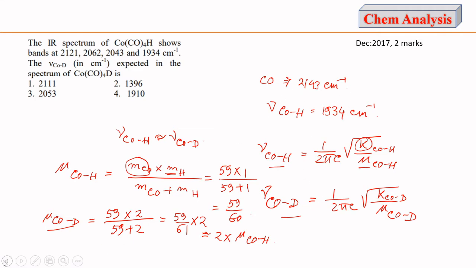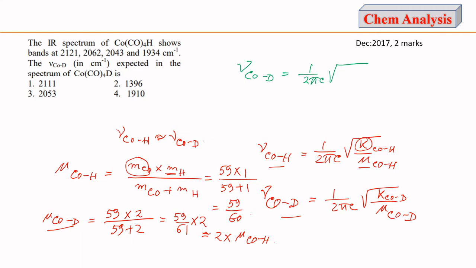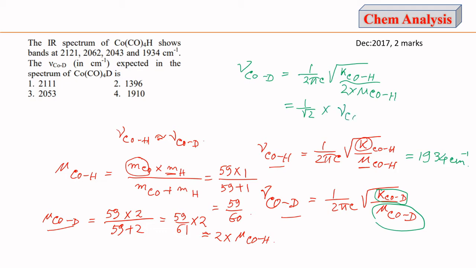So let us first erase the above thing. So we can see here, if we put in place of the force constant of cobalt-deuterium the force constant of cobalt-hydrogen, since both are quite similar, and in place of the cobalt-deuterium reduced mass we write 2 times mu of cobalt-hydrogen. Now the value of this term is given here, that is 1934 centimeter inverse. So if we solve it, it will be like this into mu of CoH.